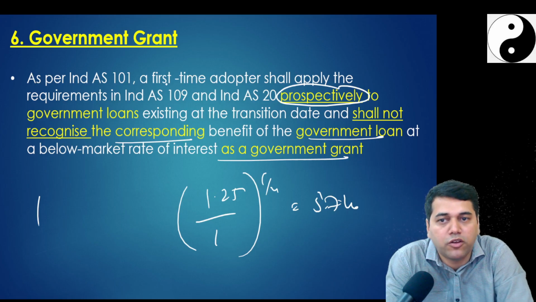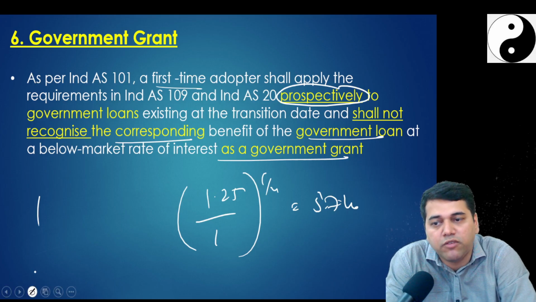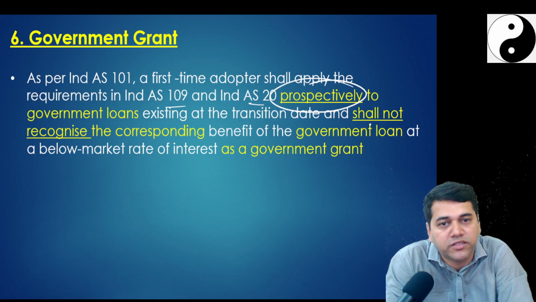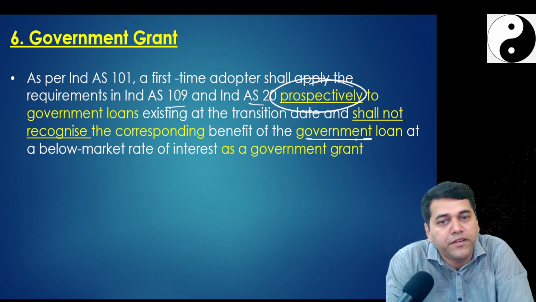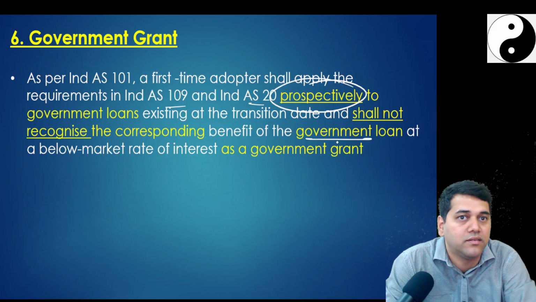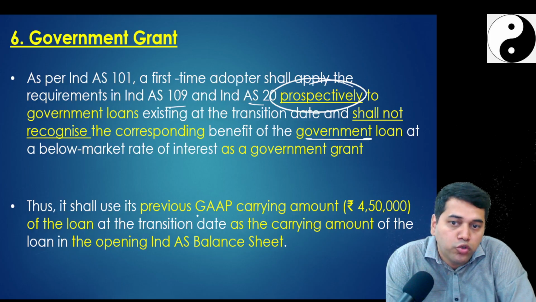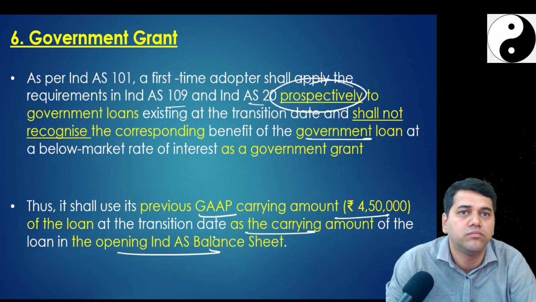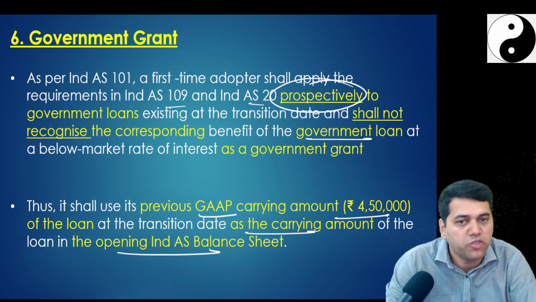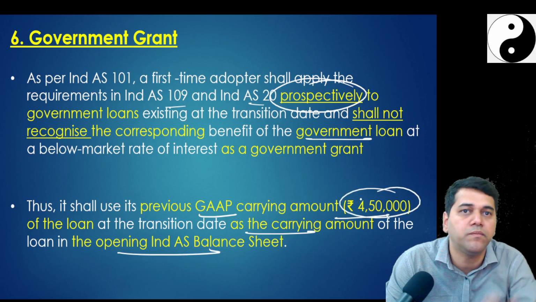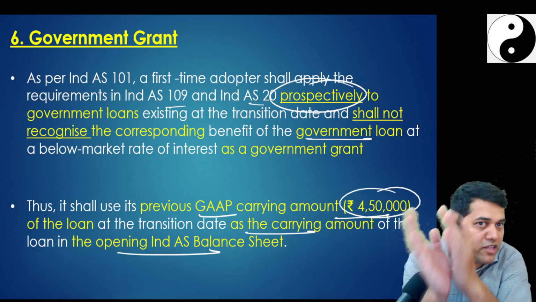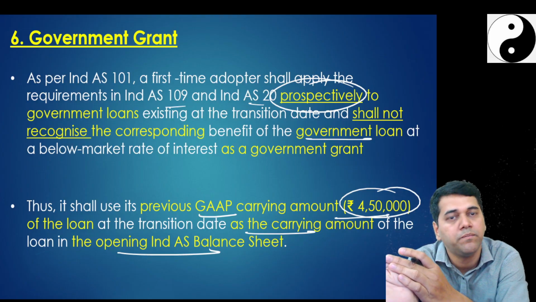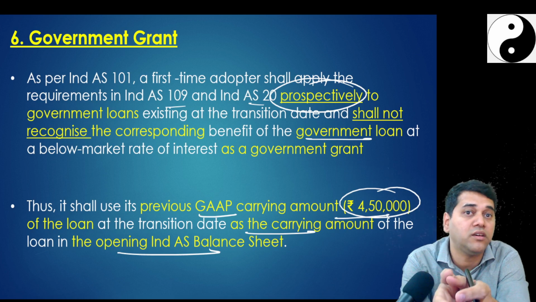So, they say that as per 101, a first time adopter shall apply the requirements of 109 and 20 prospectively to the government loan existing on this date and don't recognize the corresponding benefit of the loan. That means don't split. Then what you should do? Thus, you use the previous carrying amount on the transition date as the opening balance sheet value. Prospectively means whatever balance was there. See, this is the language. What they intend to say is whatever balances are there, you continue with that and don't recognize the government grant.